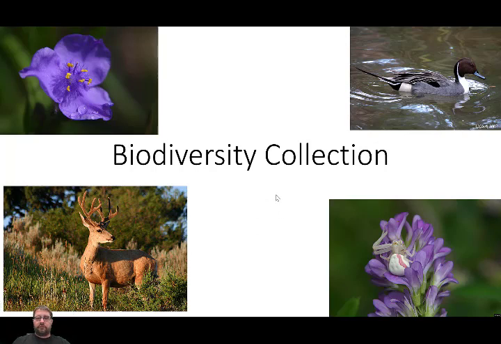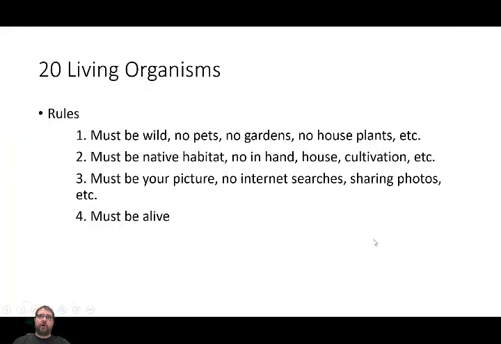You just have to take good photographs, and we'll talk about what a good photograph is in a second. So let's look at the requirements of the biodiversity collection. First of all, you have to collect 20 living organisms, or pictures of 20 living organisms.